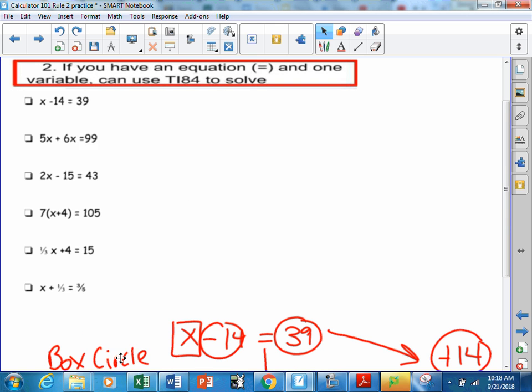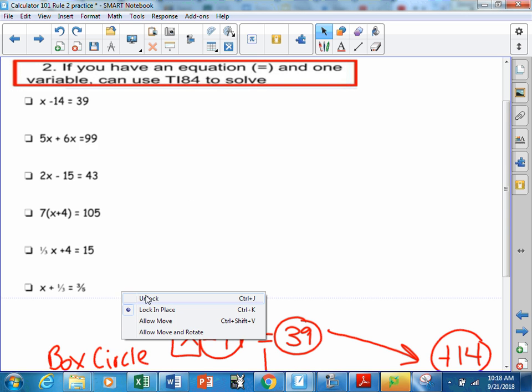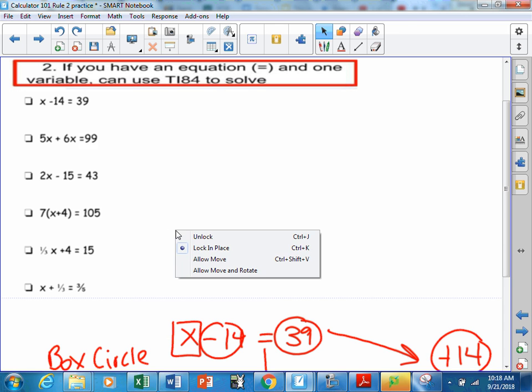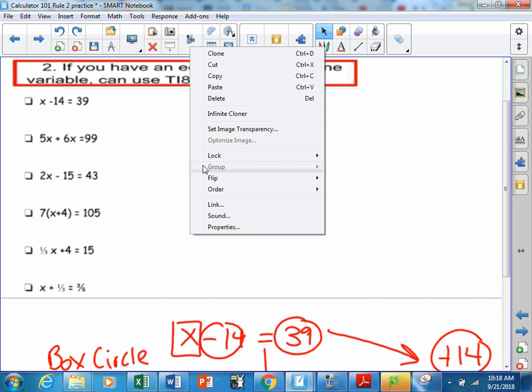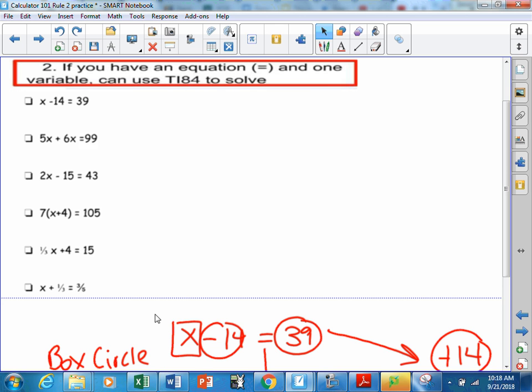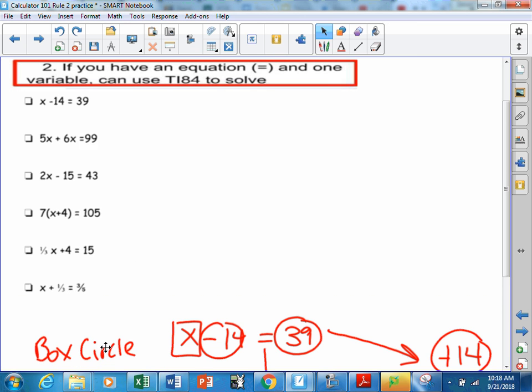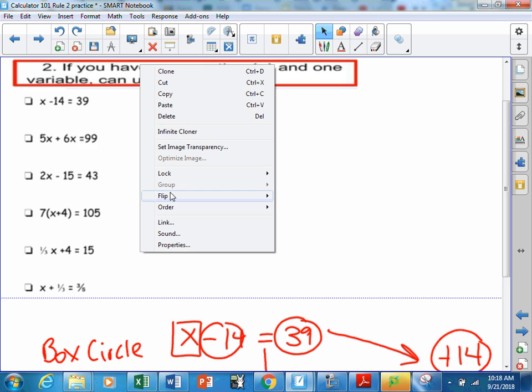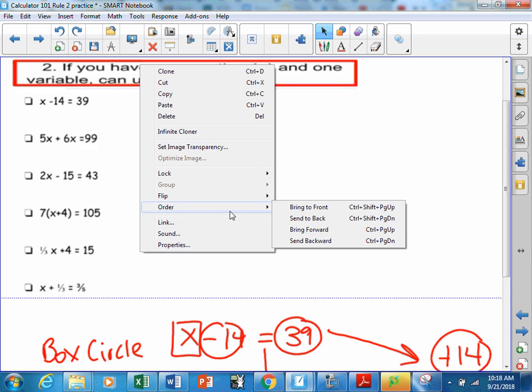I want to order this. I'm going to send this backwards. Now, oh, it's not going to help me. Send this backwards. Now that helps me. Okay. Lock that in place.